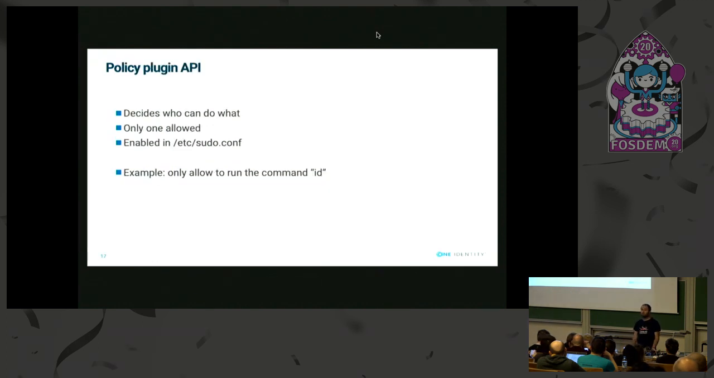The first plugin I want to mention is the policy plugin API. The policy plugin within sudo decides who can do what. Normally, it's in the sudoers file, but if you use a plugin like one done in Python, then you replace it completely. So you need to enable the policy plugins in sudo.conf. I have a Python example which allows you to run the command id and nothing else.